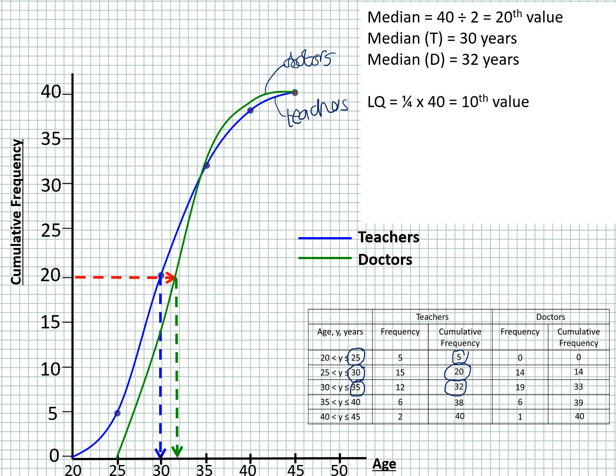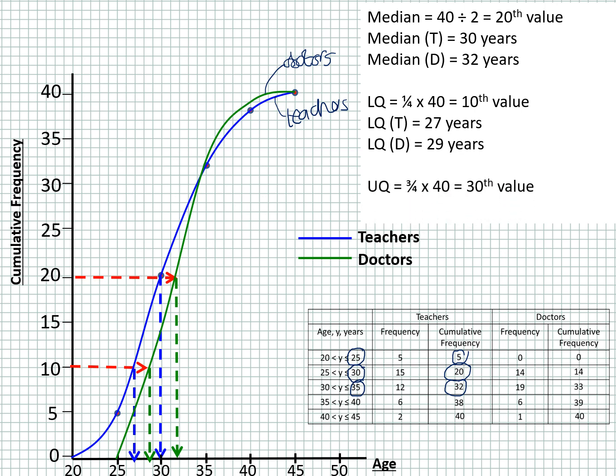Okay, lower quartile, that's going to be a quarter of the way up, so that's going to be my 10th value. Again, draw your lines on, drop your values down, read them off. So you should get 27 for your teachers and 29 for your doctors. And do the upper quartile. Upper quartile's 3/4 of the way up, so that's going to be our 30th value. And again we go across, and actually that's where the two graphs intersect.